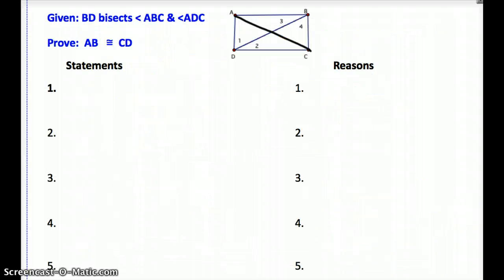All right, let's take a look at our next example. We're given BD bisects angle ABC. So here's angle ABC, so angles 3 and 4 are going to be equal. And then for DC, angles 1 and 2 are going to be equal, because bisect means to cut into two equal pieces.